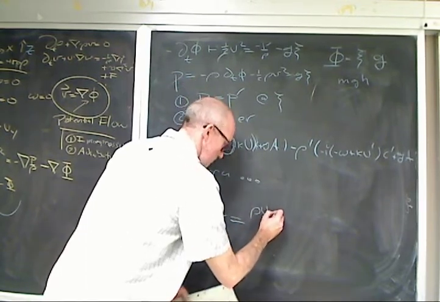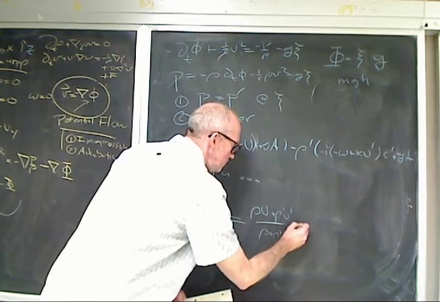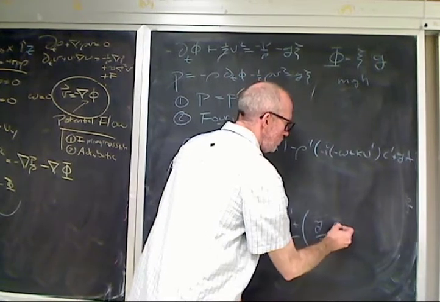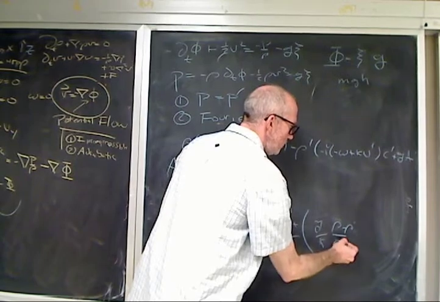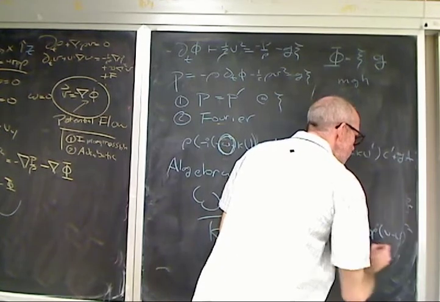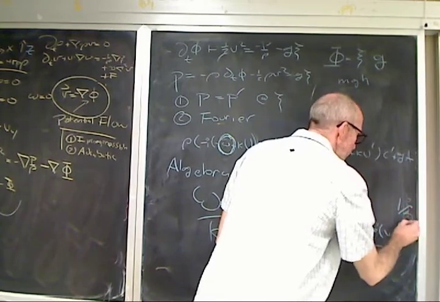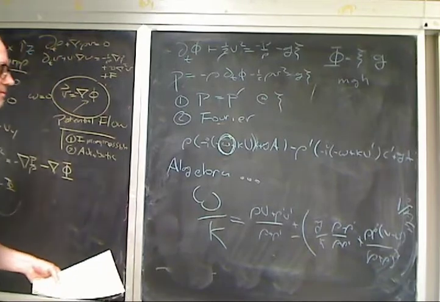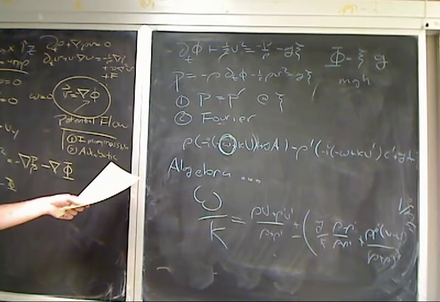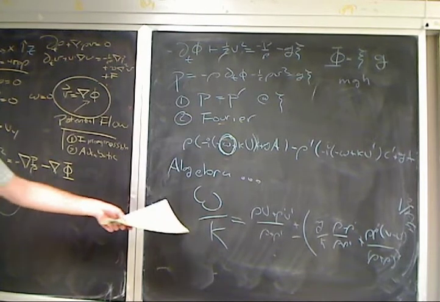Rho u plus rho prime u prime divided by rho plus rho prime, plus or minus, here's a giant thing, g over k, rho minus rho prime over rho plus rho prime, plus rho rho prime u minus u prime squared over rho plus rho prime squared. All of this to the 1/2. This equation is important, so you should write this one down. Watching me do the algebra is not nearly as fun as doing the algebra yourself, but you get here.